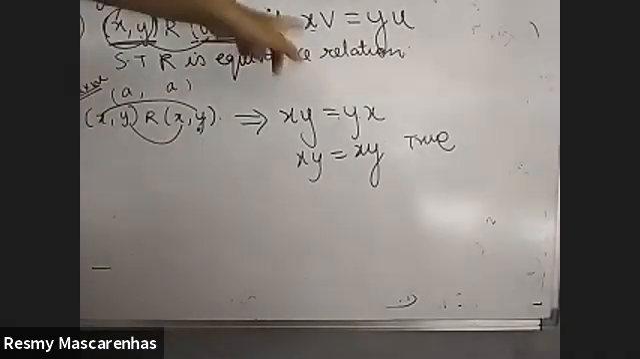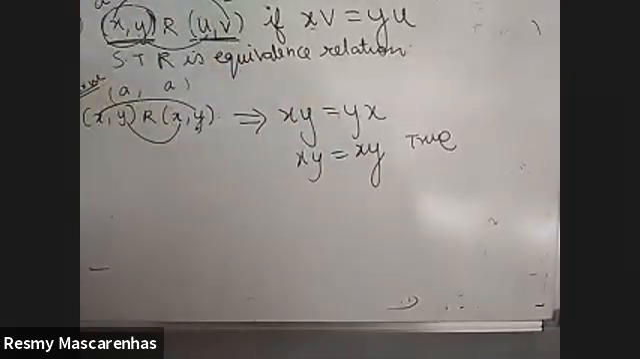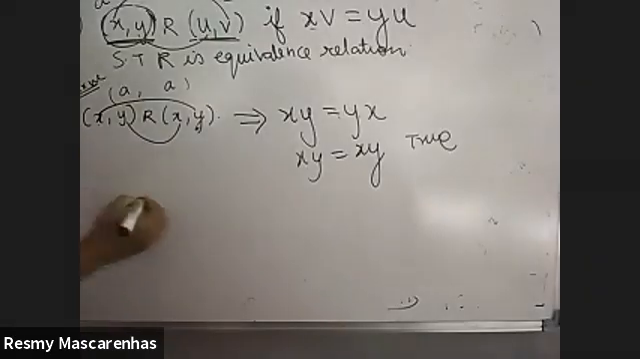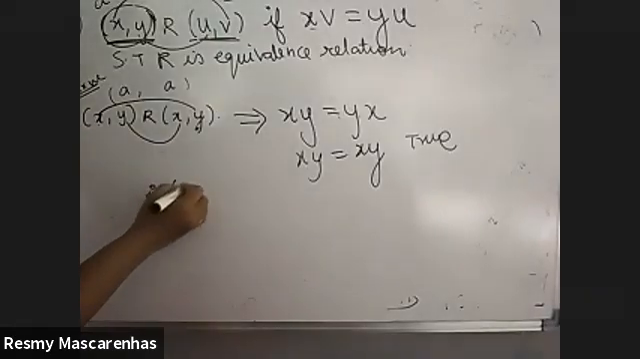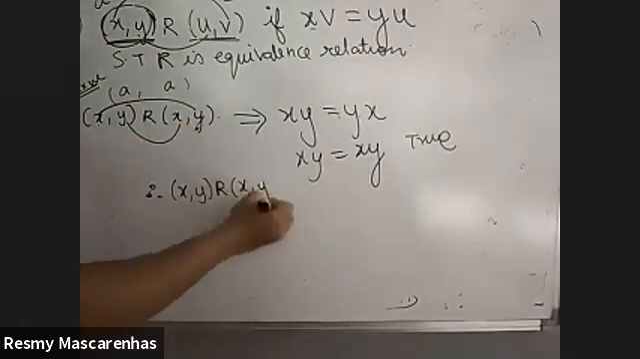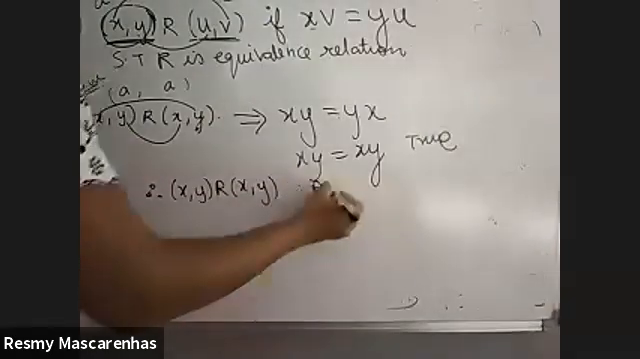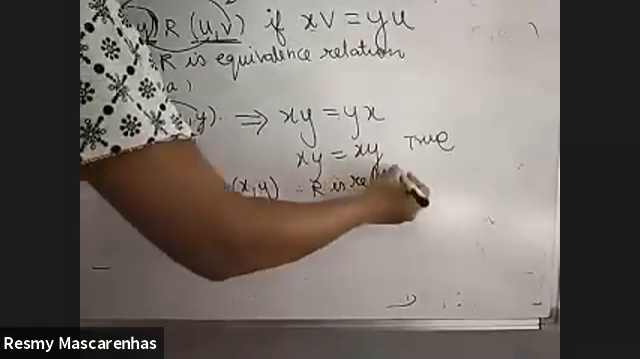And then accordingly substitute and see if both the left hand side and right hand side are coming equal. It is coming true. Therefore, (x, y) is related to (y, x). It means the same thing, belongs to R. Therefore, R is reflexive.